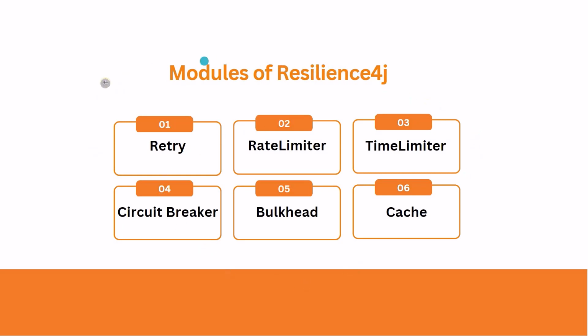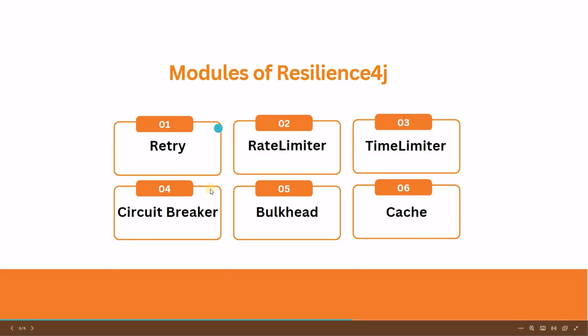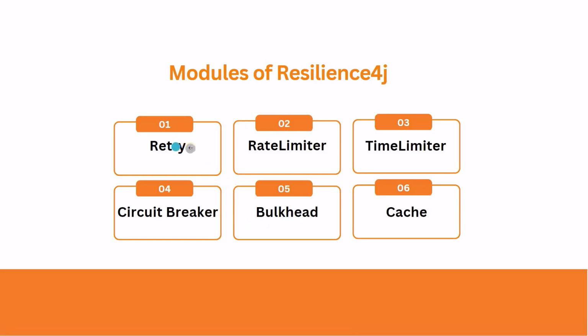Resilience4j has six modules: retry, rate limiter, time limiter, circuit breaker, bulkhead, and cache. Each module has different functionality. Retry is used to automatically retry failed remote operations, whereas rate limiter defines how many times we can call a remote operation in a certain period. Similarly, time limiter sets the time limit when calling remote operations.